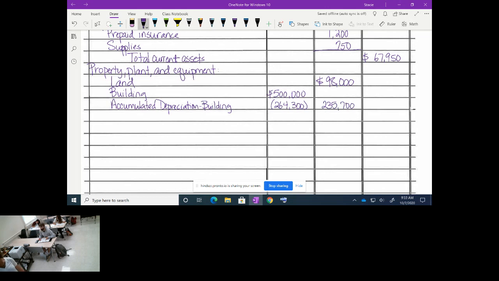Now, what is this number? What would we call that number? Book value. Cost minus accumulated depreciation is book value. You could also say it's the undepreciated cost. Okay. Equipment.